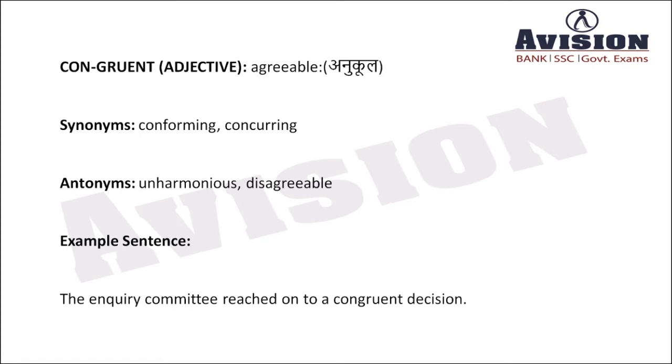So let us start with the first term that we are going to learn today. It is congruent. Can you guess why this is an adjective? As you know, if any word ends with a T, it is a symbol of adjective. For example, confident, intelligent, honest, brilliant. These all words end with T. So likewise, congruent is also an adjective. Or Hindi mein iska matlab hota hai anukool. Anukool ka matlab something that suits you the most, something that is in your favor, something which is beneficial to you.